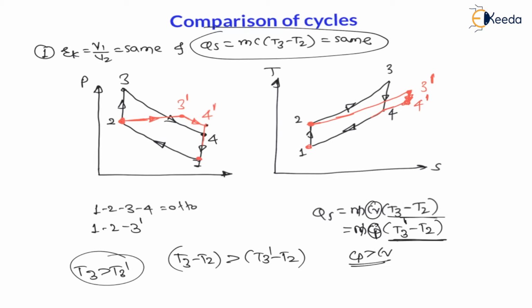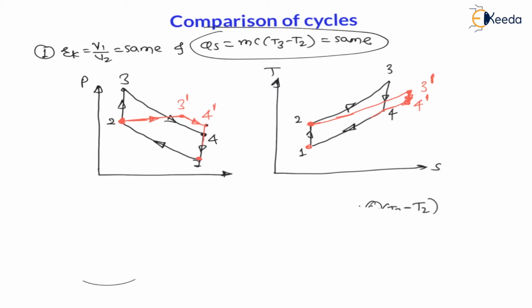Now my dear students, let us do the comparison by considering different parameters. Here the cycle 1 2 3 4 is Otto, and 1 2 3 dash 4 dash is diesel. These are the cycles. Now let us do the comparison.